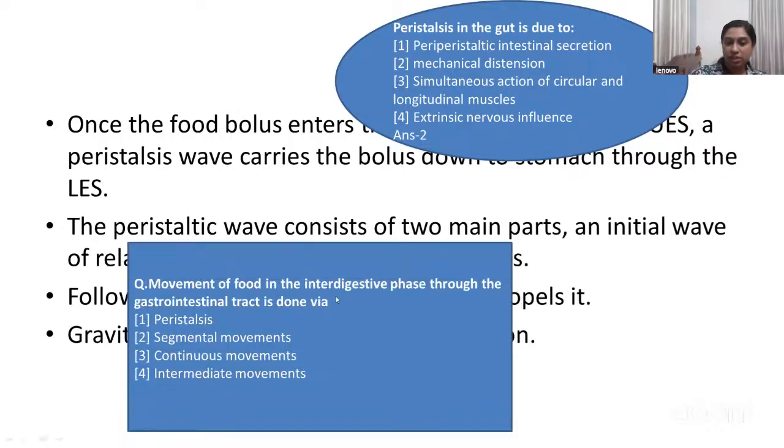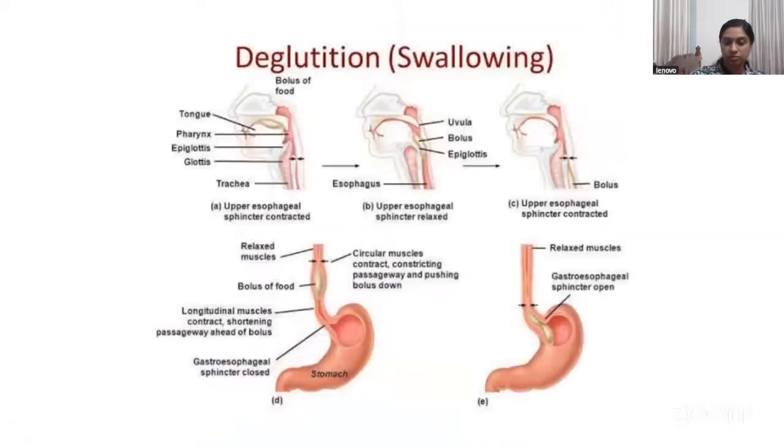Also, the movement of food in the interdigestive phase through the gastrointestinal tract is done via: the options are peristalsis, segmental movements, continuous movements, intermediate movements. The answer is peristalsis. Okay. So this I have already explained.